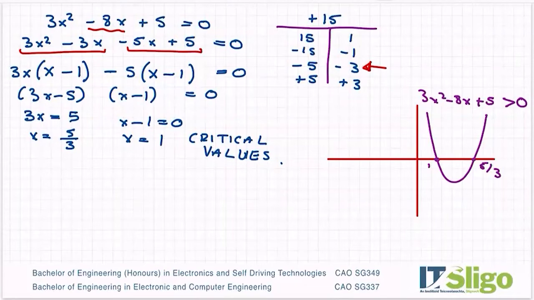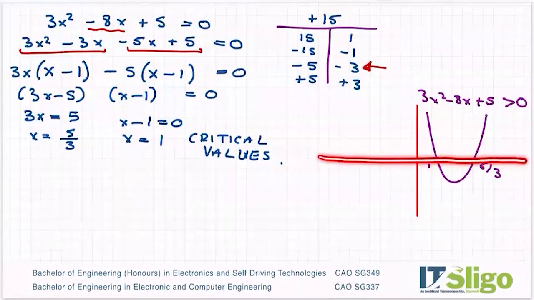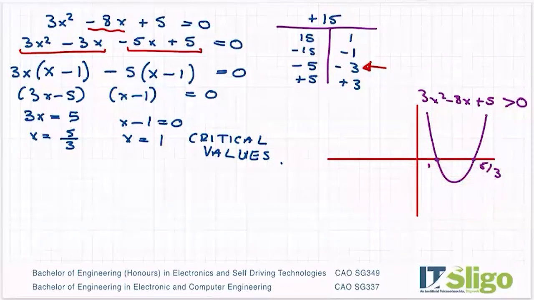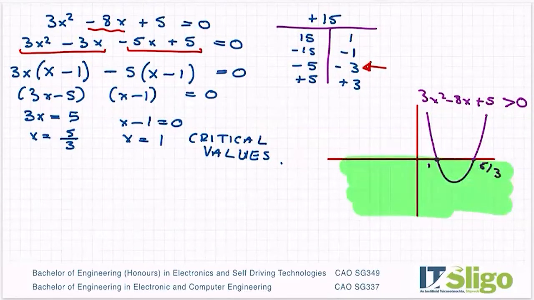Okay, so to answer the question, this is your zero line. And when you're above the zero line, you're greater than 0. When you're below the line, you're less than 0. Okay, and that's for any equation. So this down here, let me just highlight it. This area down here would be when we're less than 0. And this area up here would be when we're greater than 0.